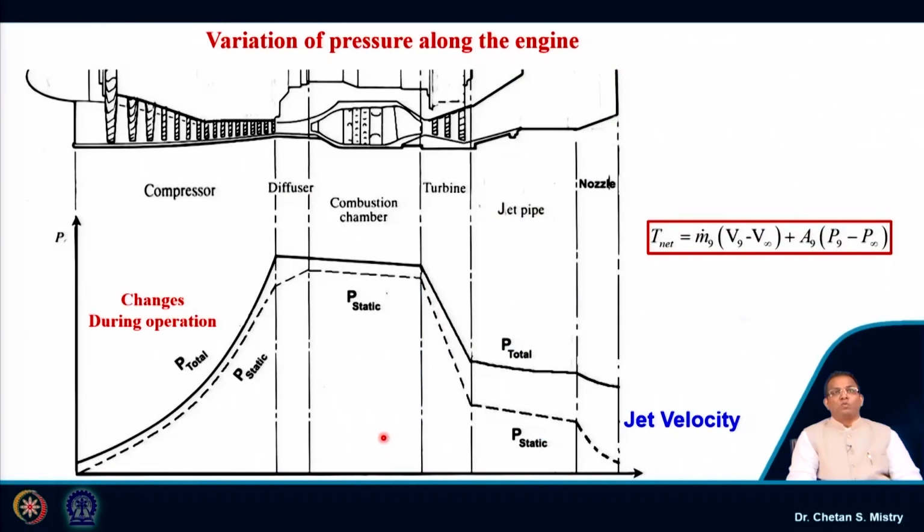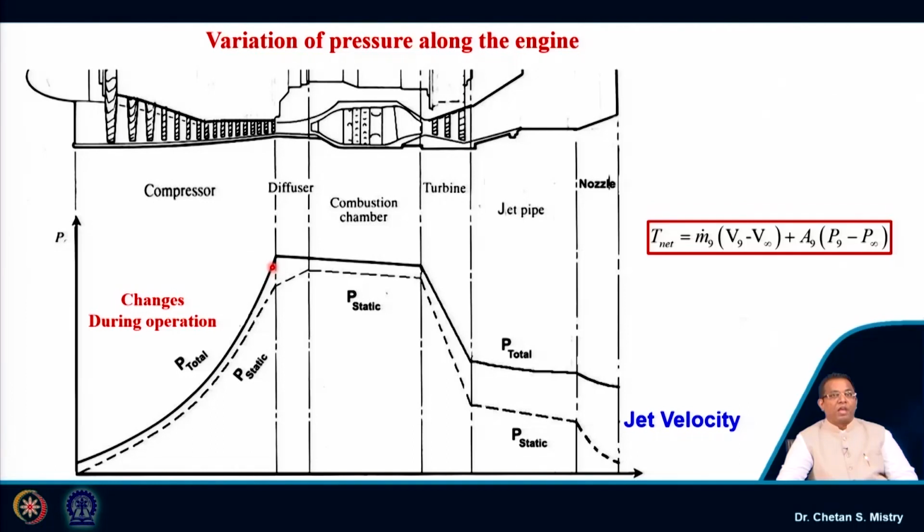Now, let us try to understand how my pressure will vary along my engine. Here, this represents my compressor, and for the compressor we know my pressure will increase from entry to the exit of the compressor stage. That pressure we represent in terms of my static pressure as well as my total pressure. Very soon we will discuss the need of this static pressure magnitude as well as my total pressure magnitude.